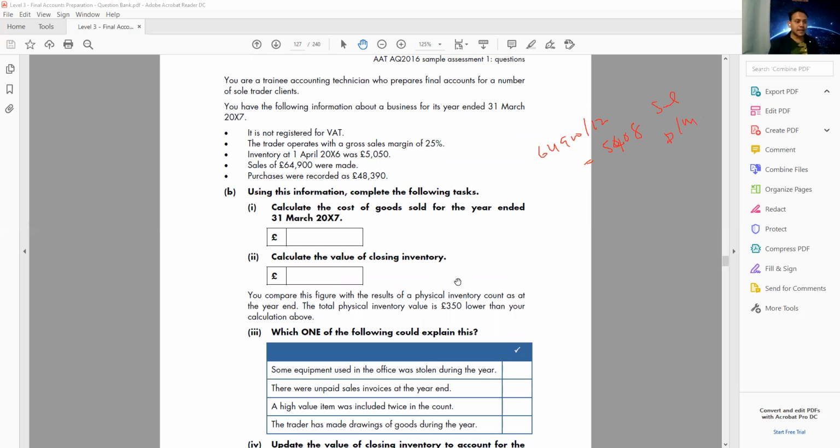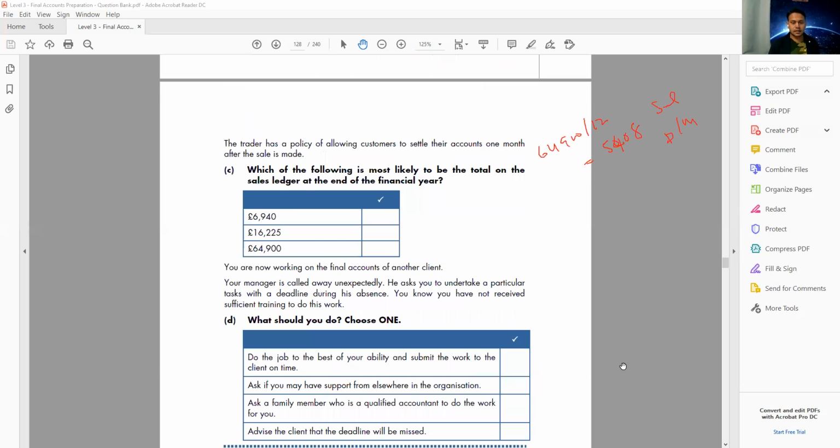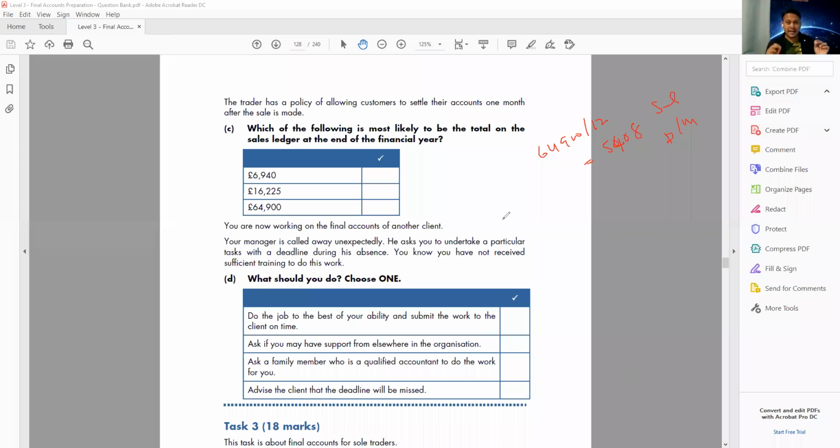Now, from here, which one do I think is the most likely sales ledger balance? Sales ledger means the amount still outstanding, the amount not received during the year because the customer pays after 1 month. So for the last month's transaction, I'll get paid next month. Which one is close? The close one is 6,940. This is the most likely answer. There is no accurate answer for that.